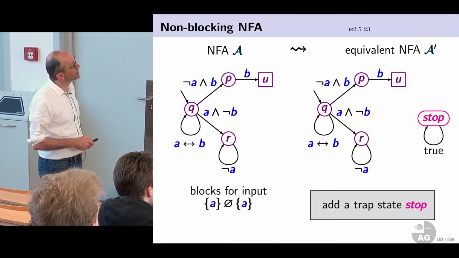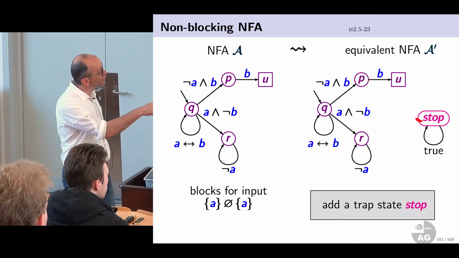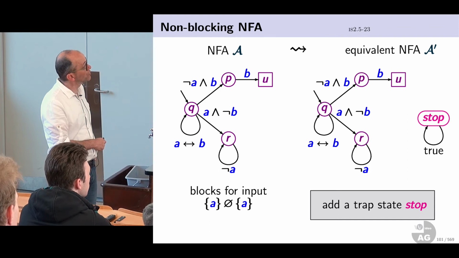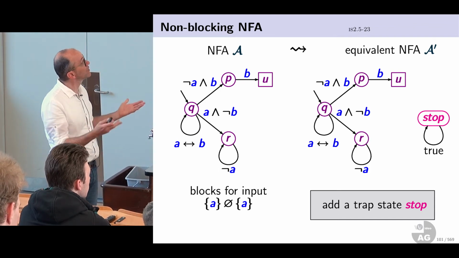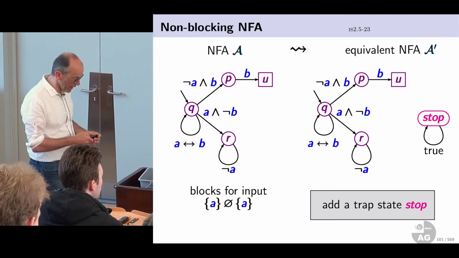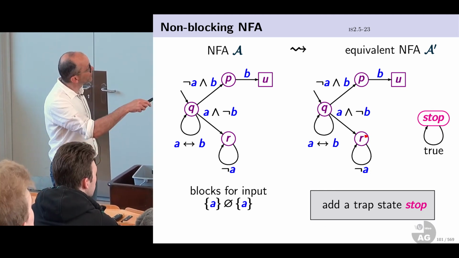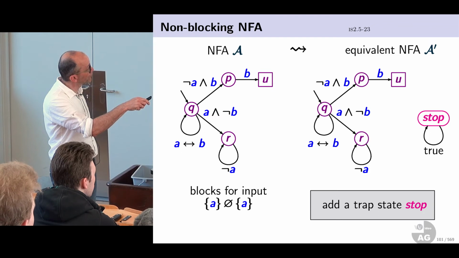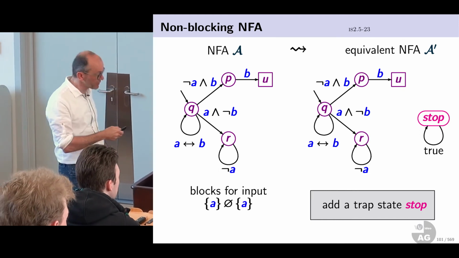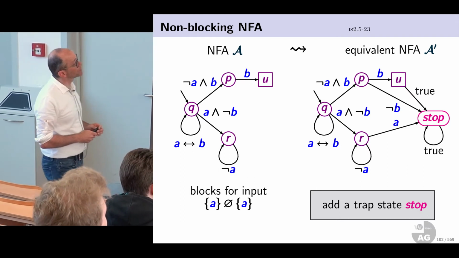So the easy way to fix this is basically to introduce an extra state, which we call stop here, and for every blocking state, we're going to add a transition. So in particular, this state, I do not have a transition for the set A, so I'm going to add a transition that moves to the stop state from A, and this stop state only has a self loop, so you can never reach an accepting state from there. So this is what happens.